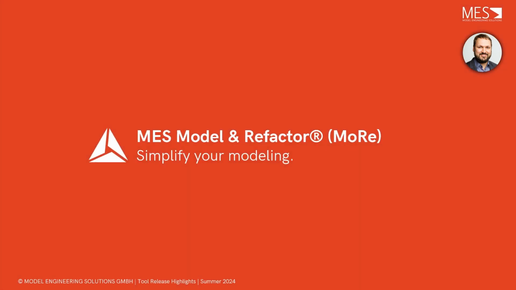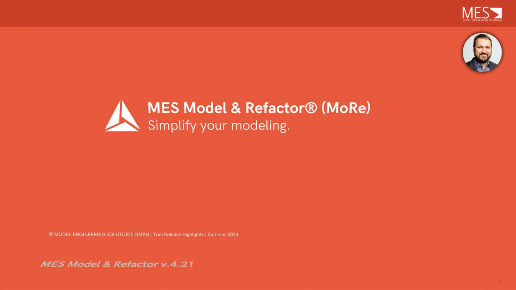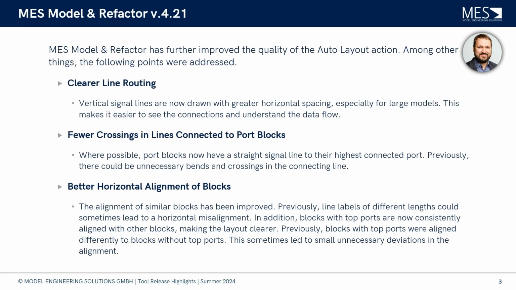Today I'm going to show you some of the changes in the tool MoRe that happened since the last newsletter. We now have version 4.21 and some of the changes are clearer line routing, fewer line crossings and lines connected to port blocks, and better horizontal alignment of blocks. For a detailed list of changes, you can of course have a look at our release notes, but for now I'm going to head over to the tool and show you some of the changes directly in the tool.